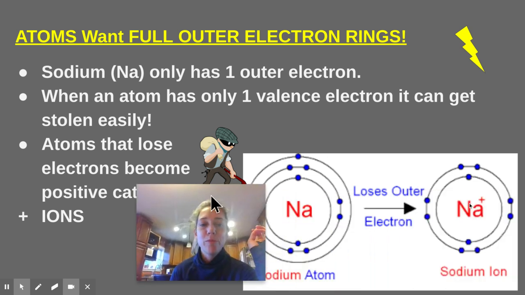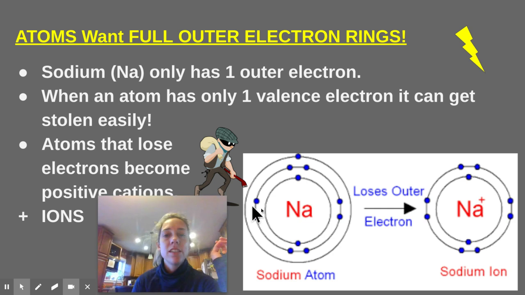I better move my movie here so you can see this diagram. So this is a picture of sodium, and sodium has 11 electrons, so 2 in the first ring, 8 in the second, and then it only has 1 in its outer ring. So it's a very unstable, unhappy atom because it wants a full ring, and it's very empty out here.